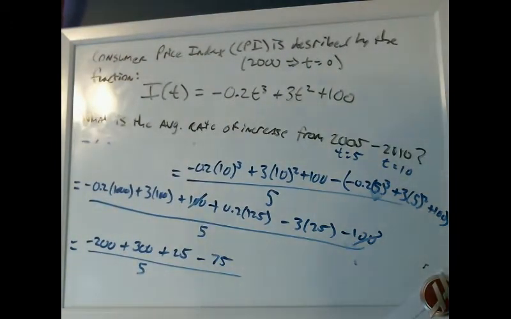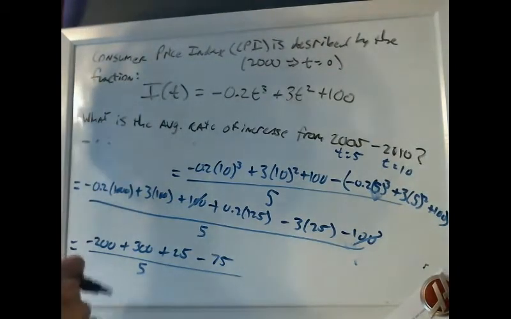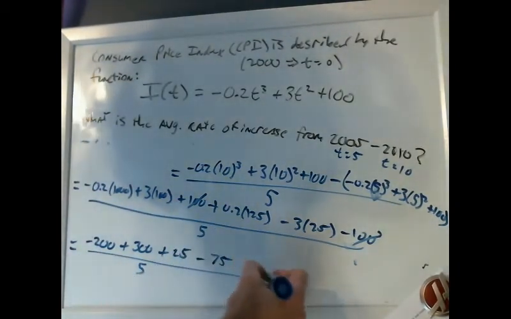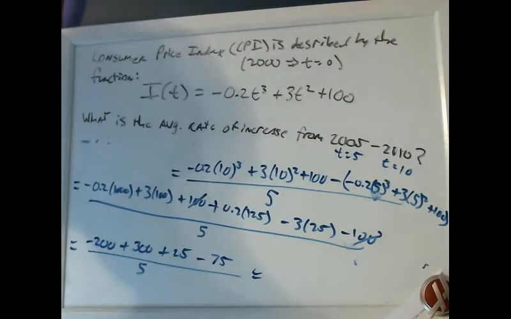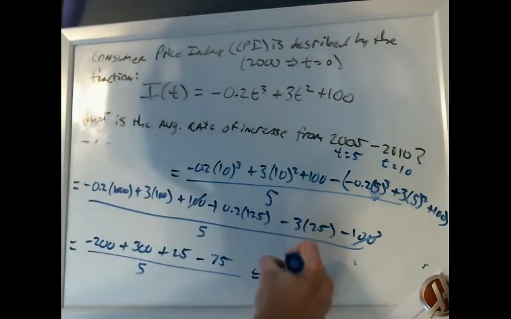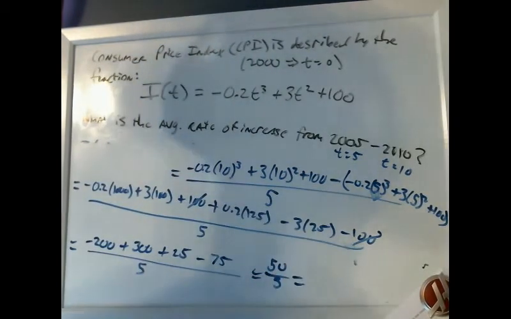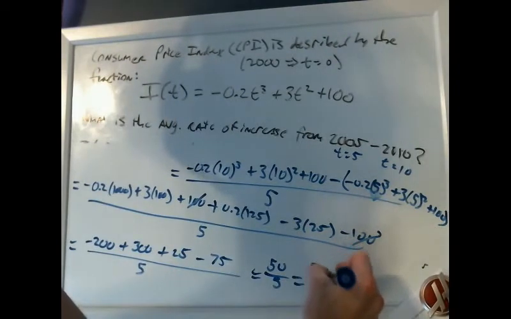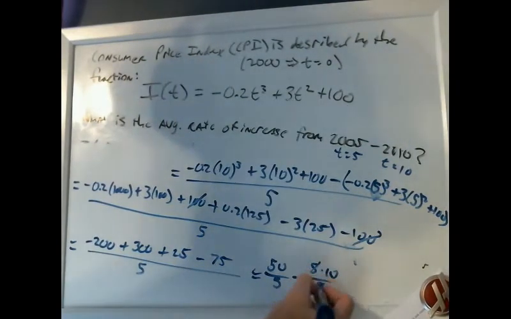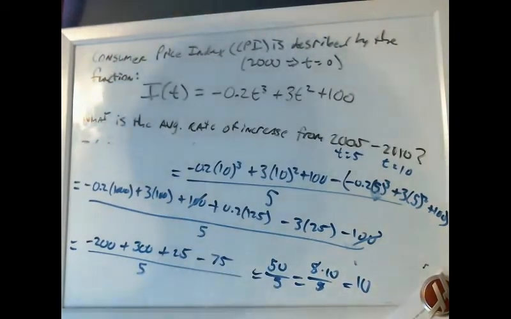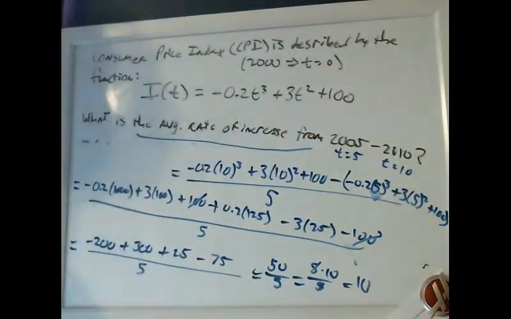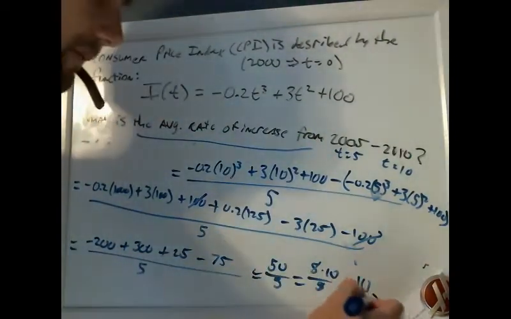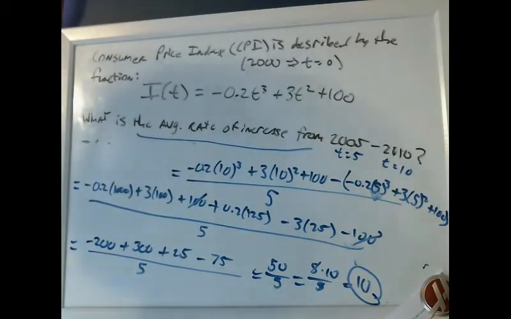At this point, we'll just continue to simplify. Negative 200 plus 300 is 100, plus 25 is 125, minus 75 is 50. 50 over 5, which reduces down, canceling common factors of 5 times 10 over 5. 5's cancel, so you're left with 10. So, the average rate of increase from 2005 to 2010 is 10 CPI. So that is the average rate of increase.